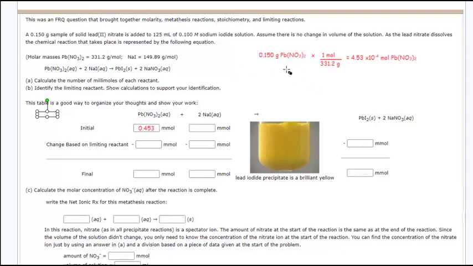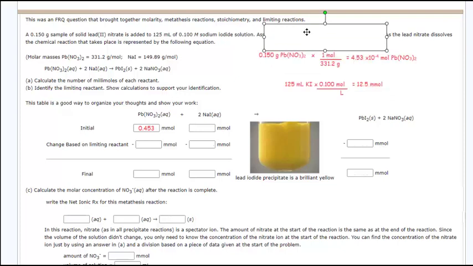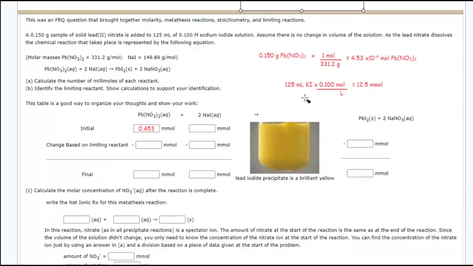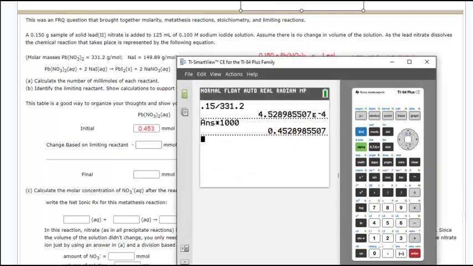Solutions and concentration, concentration times volume gives you moles. And they wanted to see if you knew how to do that. That was the other part of this problem. And here you can see I've got it. And on a calculator, you just simply do the 125 times 0.1. And there we go, 12.5 millimoles.